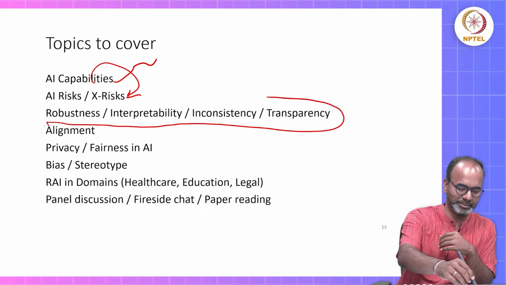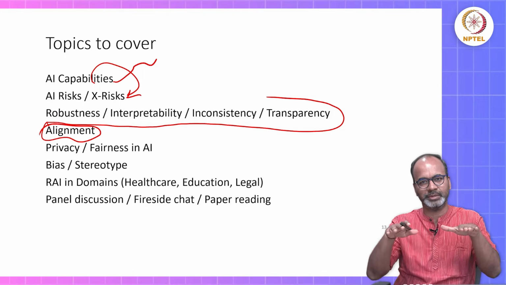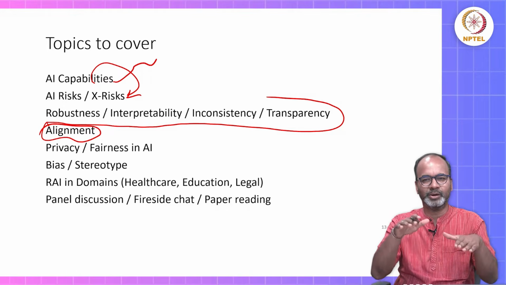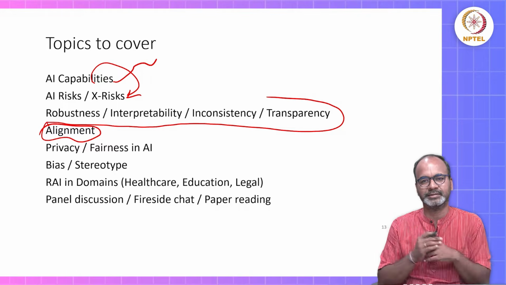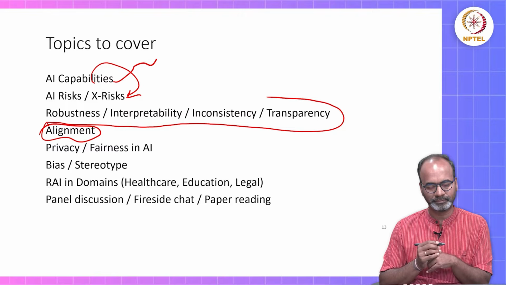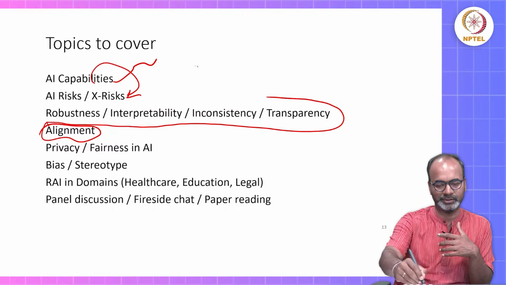Then we look at alignment. Alignment is a problem of how human beings and these AI systems are aligned. If there is misalignment, what is the problem? Why is there a misalignment? And those are the things that we will look at as part of this content. This module of the course, let's treat it as modules, right?